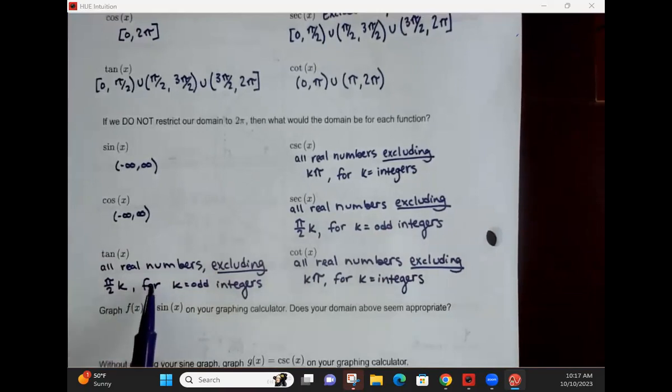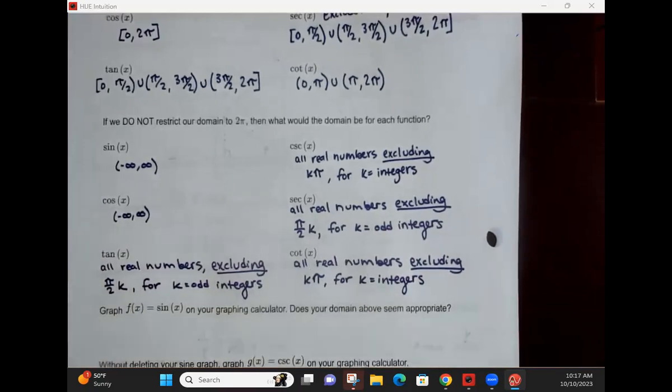Again, tangent would have the same domain as secant. Cotangent will have the same domain as cosecant. They have problems in the same places, so they would have the same domain.